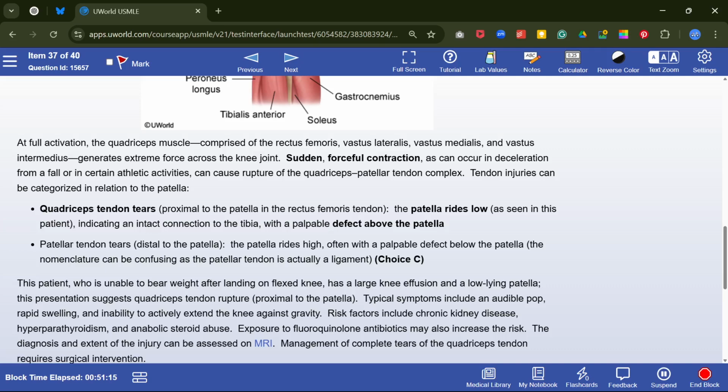Risk factors include chronic kidney disease, hyperparathyroidism, and anabolic steroid abuse. Exposure to fluoroquinolone antibiotics may also increase the risk. The diagnosis and the extent of the injury can be assessed on MRI. Management of complete tears of the quadriceps tendon requires surgical intervention.